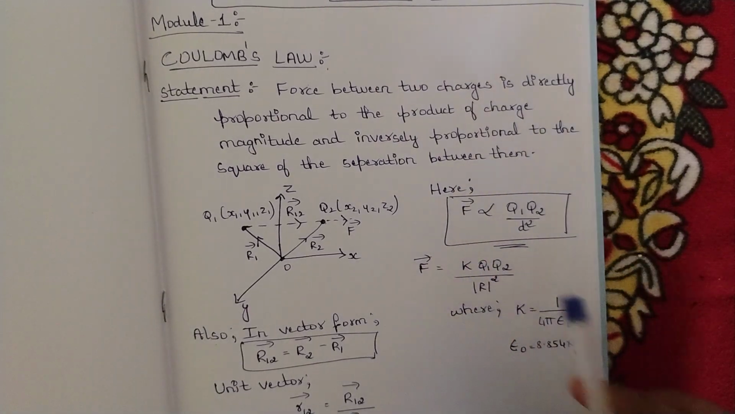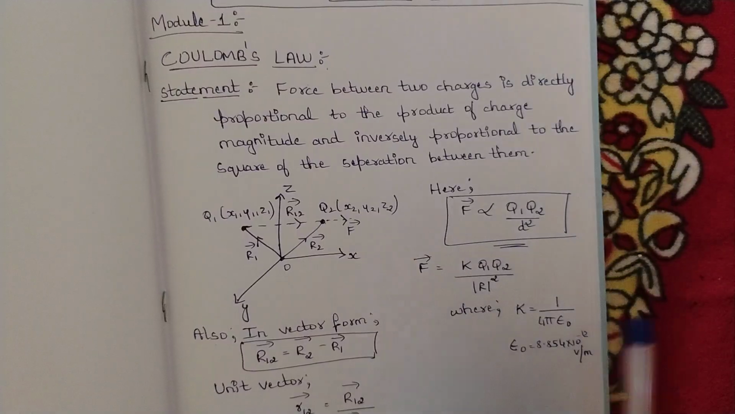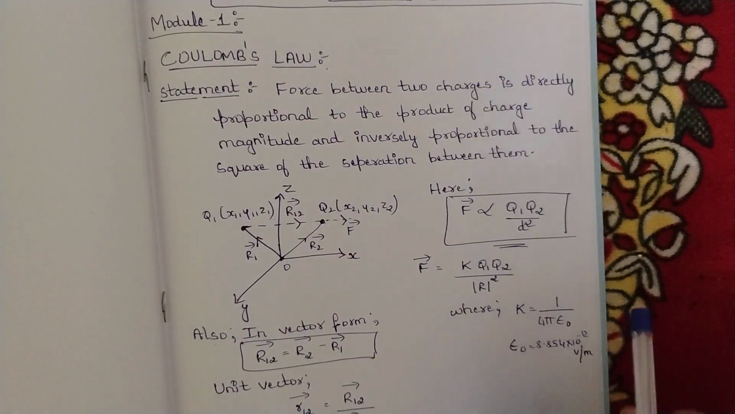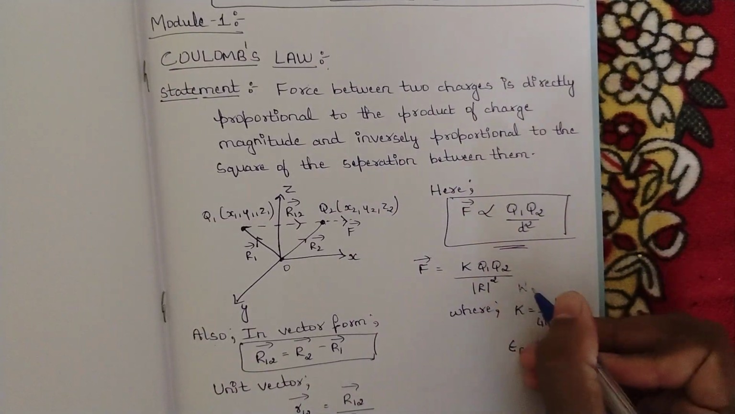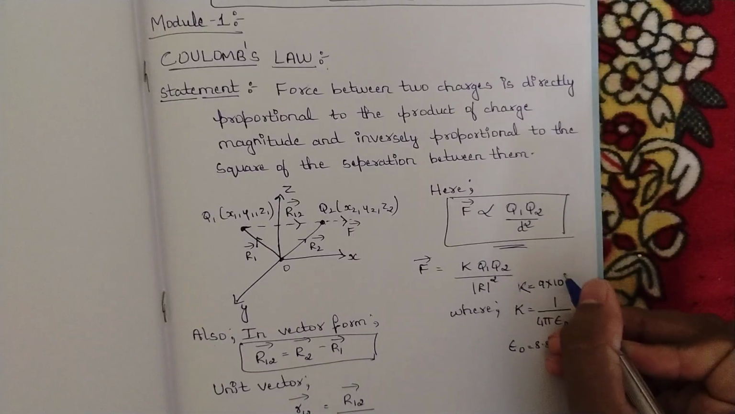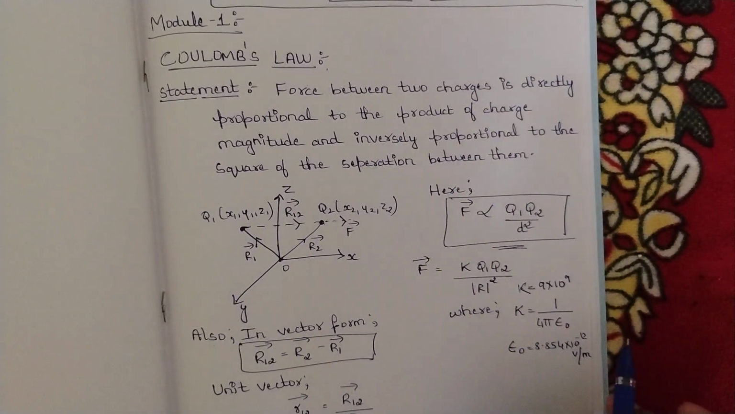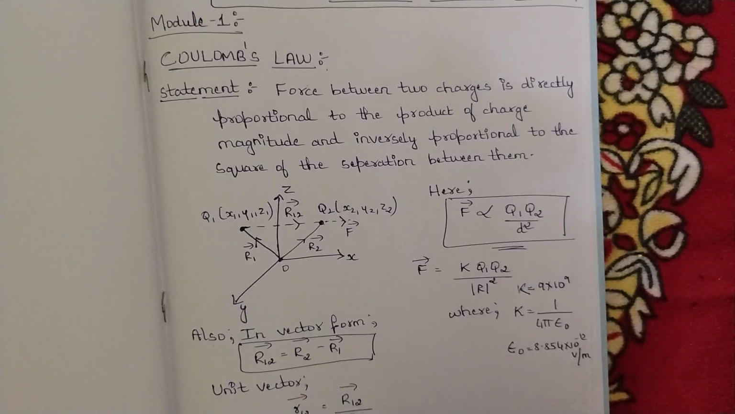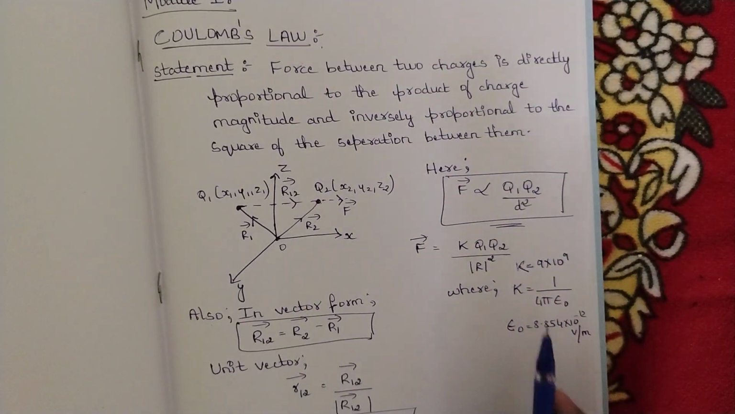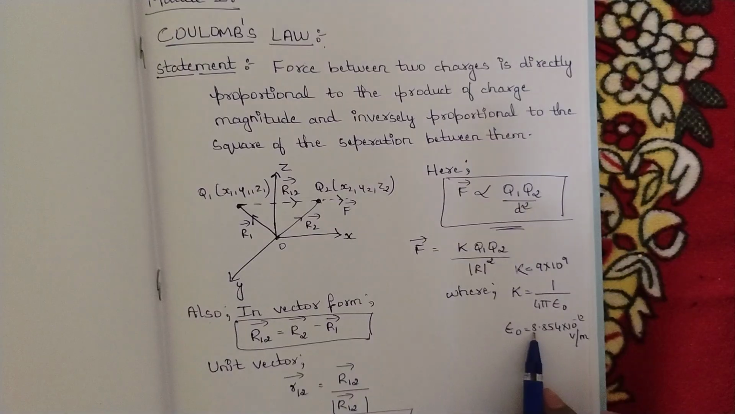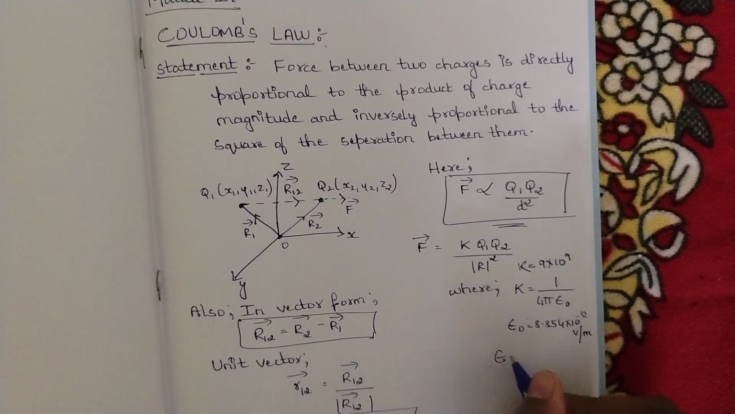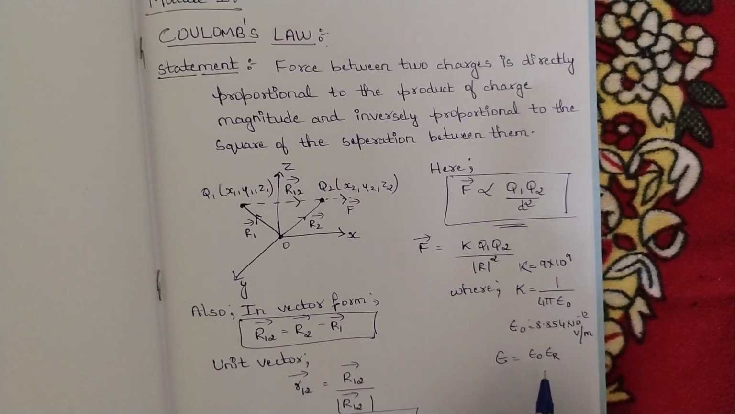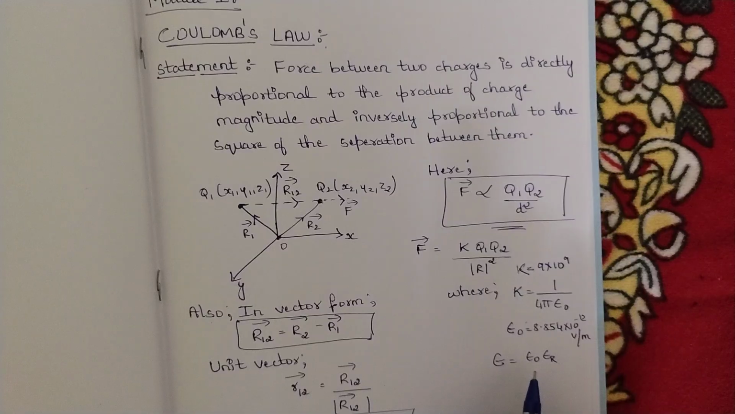K is called the proportionality constant, and generally K is given by 1 divided by 4 pi epsilon naught, which has a standard value, K is equal to 9 into 10 power 9. Here epsilon naught is the permittivity of free space, and it also has a fixed value, that is 8.854 into 10 to the power minus 12 farads per meter. This comes from epsilon is equal to epsilon naught into epsilon r, where epsilon naught is the absolute permittivity of free space and epsilon r is the relative permittivity.